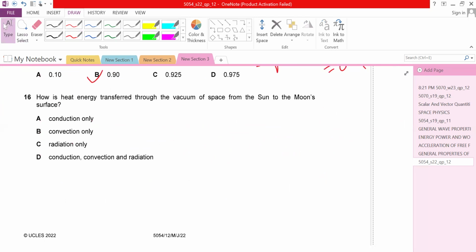Question number 16. How is the heat transferred through the vacuum of space from the sun to the moon surface? So the correct option for this is only radiation.